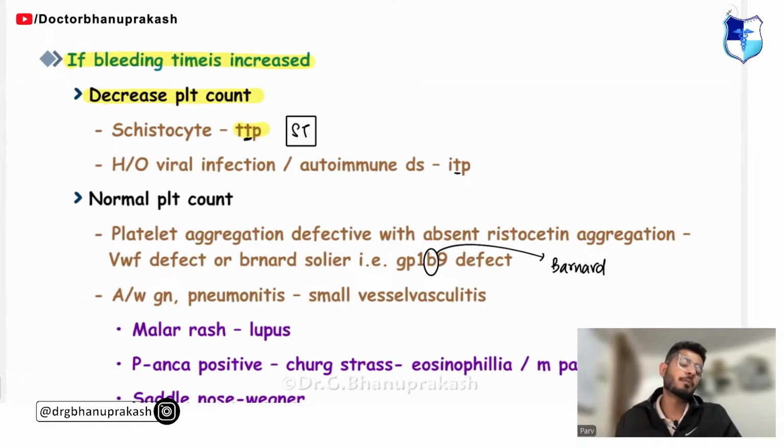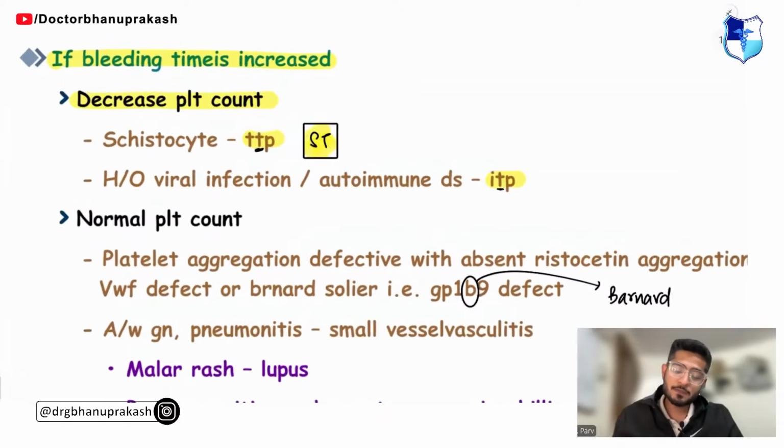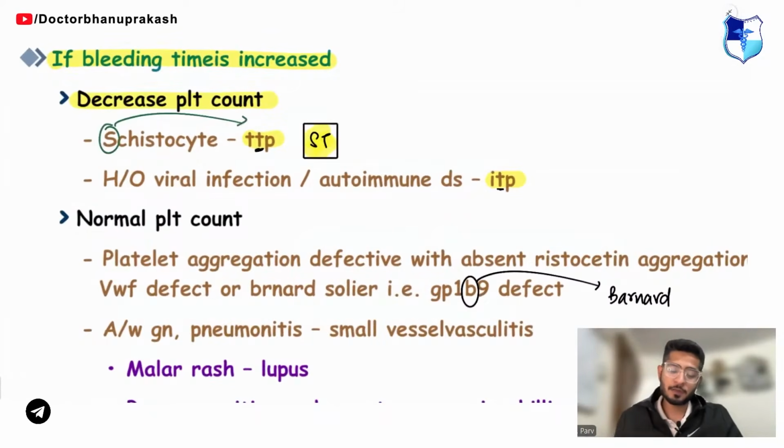Of course, it's going to be thrombotic thrombocytopenic purpura or immune thrombocytopenic purpura. But you know that S and T come very close in the alphabet. So schistocytes will be seen in thrombotic thrombocytopenic purpura.